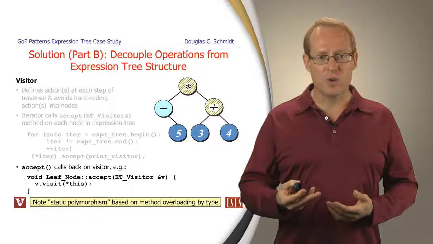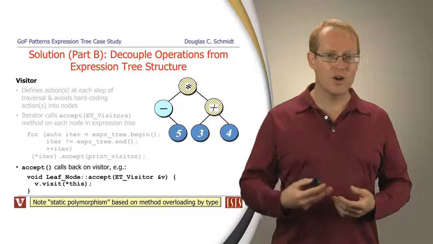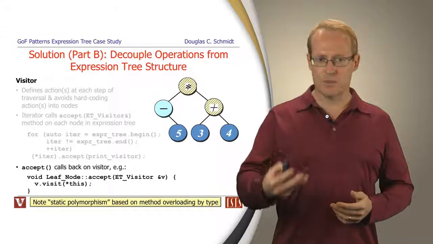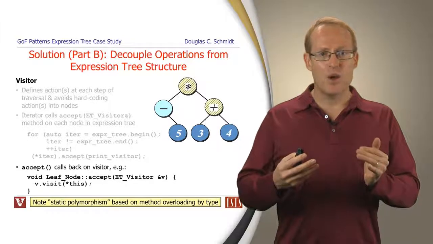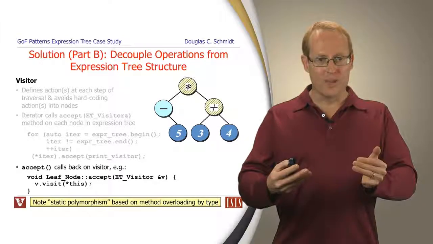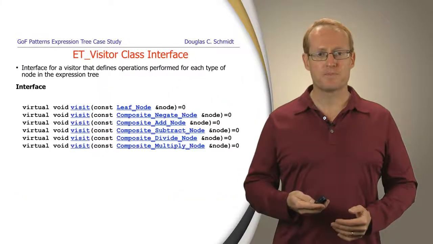In this particular case, what we're going to do is take a look at the type of composite node we are. Are we a leaf node? Are we an add node? Are we a subtract node? And so on. And we're going to go ahead and call the appropriate visit method, which is actually overloaded using C++ function or operator overloading.